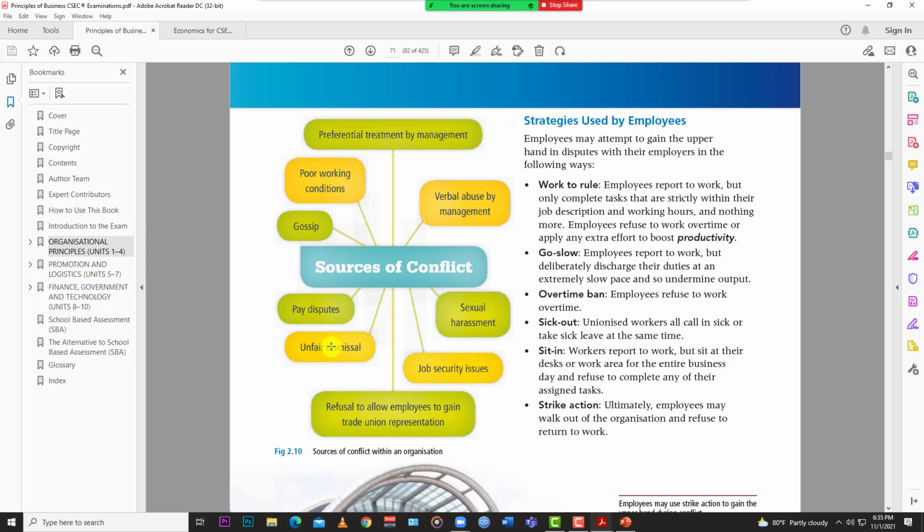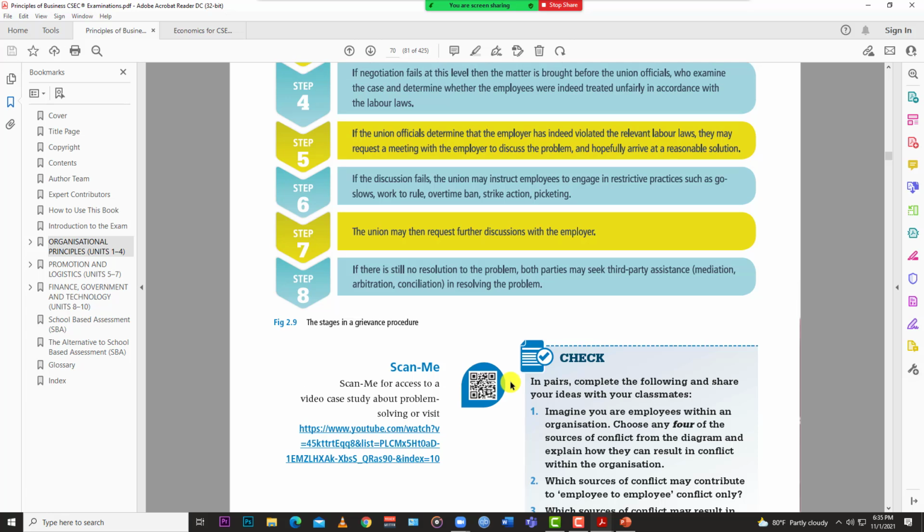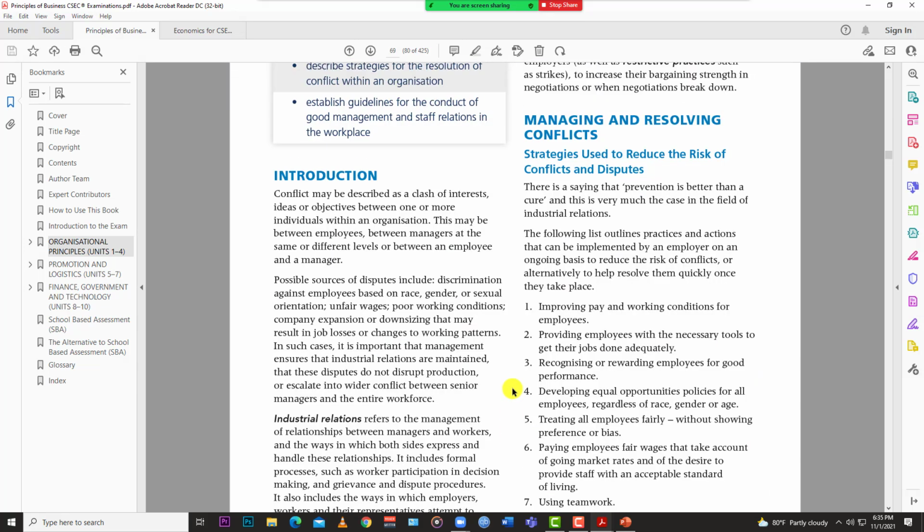Then we had, I thought this one would have stuck out the easiest, the pay, right? Because pay is one of the biggest issues when it comes to conflict on a job. That's why nobody like to tell nobody how much they're working for, because that's real problems right there. Then we have poor working conditions, preferential treatment by the manager, verbal abuse by the manager, naturally sexual harassment, of course, it can cause conflict, job security issues, and in some cases, refusal to allow workers to join a union. So all those are sources of conflict within business.